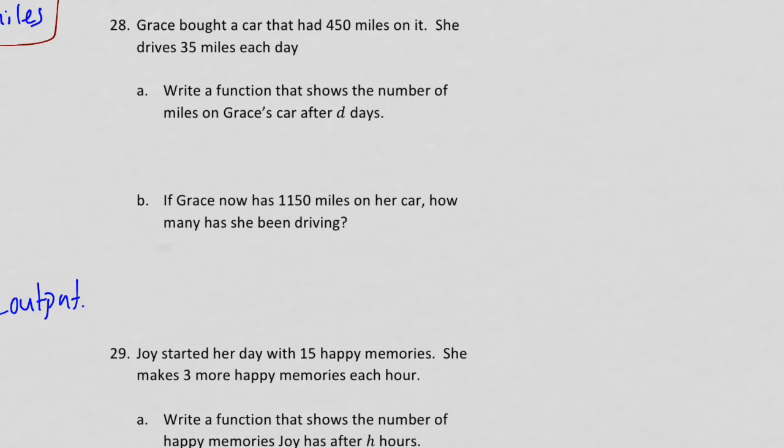Okay, 28. Grace bought a car that had 450 miles on it. She drives 35 miles each day. Write a function that shows the number of miles on Grace's car after D days. Okay, so basically they're telling you to write a function. This is a sequence. On day 1, it has 450 miles. So f of 1 is 450.